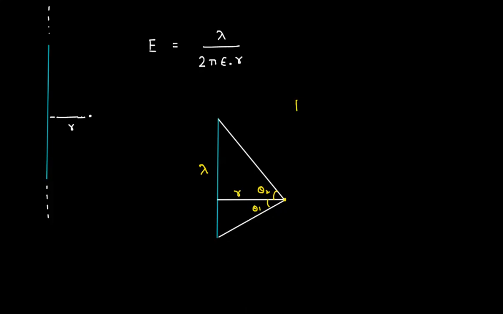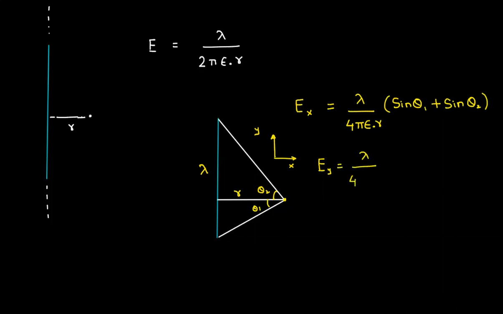There will be two components of the electric field. Electric field along the x-axis, which is like this, and electric field along the y-axis, like that. There is no symmetry, so they need not cancel out. So Ex is lambda divided by 4 pi epsilon naught r into sine theta 1 plus sine theta 2. This is Ex along the x-axis. Electric field along the y-axis is lambda divided by 4 pi epsilon naught r into cos theta 1 minus cos theta 2. So you can see that when we are talking about an infinite wire, theta 1 and theta 2 both become equal to 90 degrees. So only Ex will remain, Ey will become 0, and Ex will become equal to that.